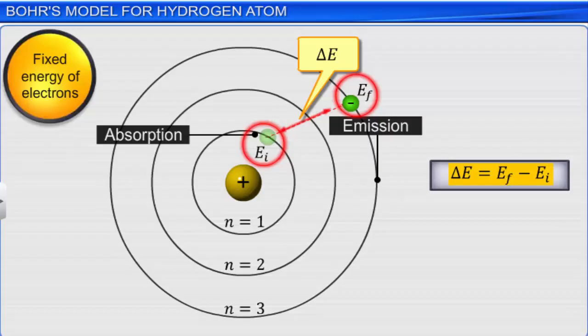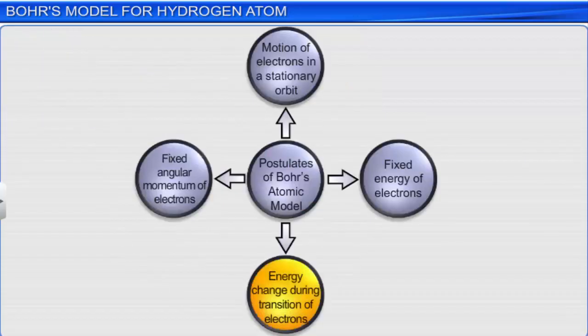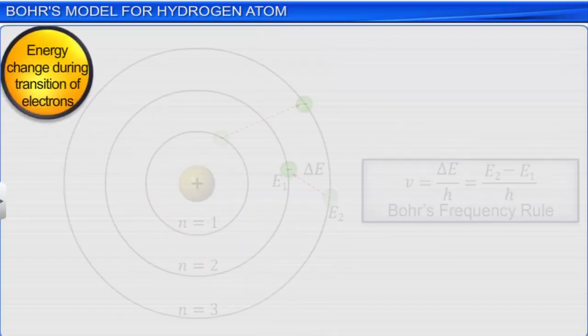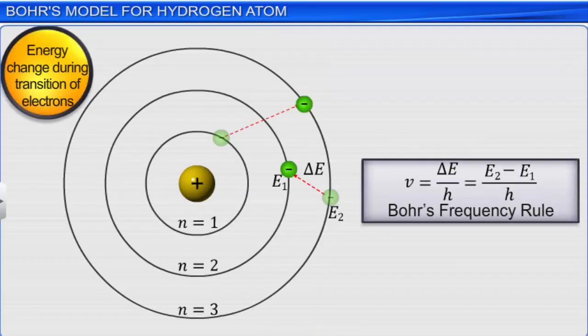The third postulate states that the frequency of the radiation emitted or absorbed can be represented by the equation nu is equal to delta E divided by h. That is, E2 minus E1 divided by h, where E1 and E2 are the energies of the lower and higher stationary states, and h is Planck's constant.